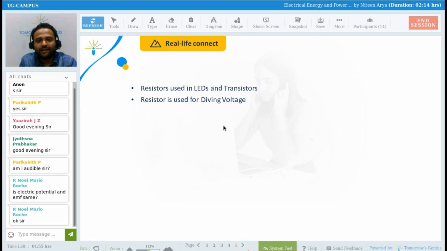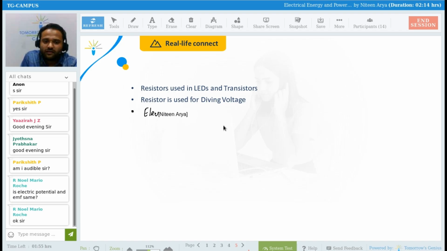Resistors are used in the LED and transistor in real life, correct? Resistors are used for driving voltage. That is not driving. Here we need electrical energy, like the conversion of electrical energy into light energy, into heat energy, and into so many other things. These are just a few small examples; we can add more.